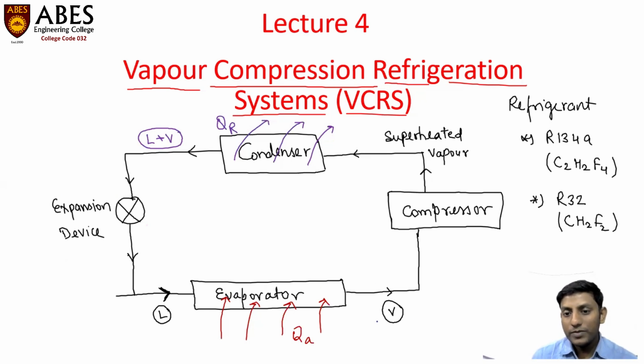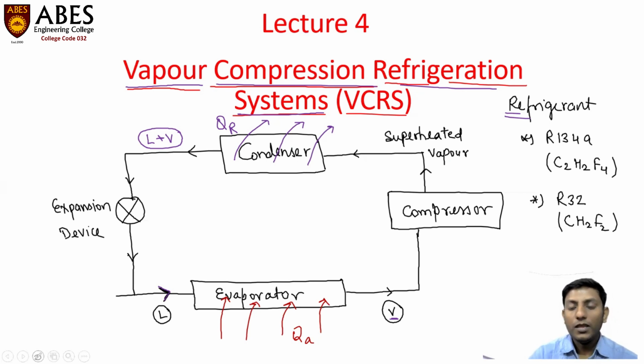You can see from here that the vapor is getting compressed. That's where the name of this system is derived: vapor compression refrigeration system. The vapor that gets compressed is the refrigerant, which flows in this system. So this is the cycle on which all our refrigeration devices are made.